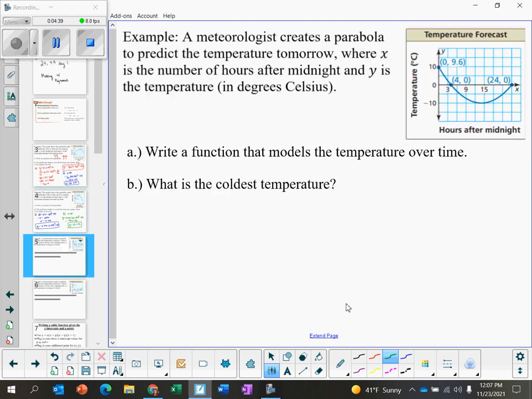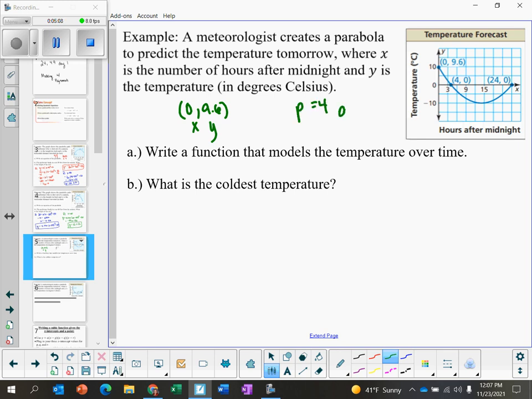The next one we're going to try, we have the x-intercepts and another point. So here, a meteorologist creates a parabola to predict the temperature tomorrow, where x is the number of hours after midnight and y is the temperature in degrees Celsius. So now I know that I have a point (x, y), and then my two x-intercepts are 4 and 24. So p could equal 4 and q could equal 24. It doesn't matter which one we call p and which one we call q.